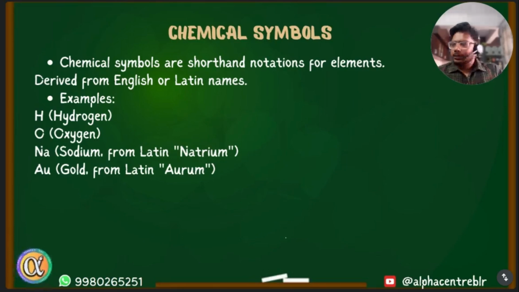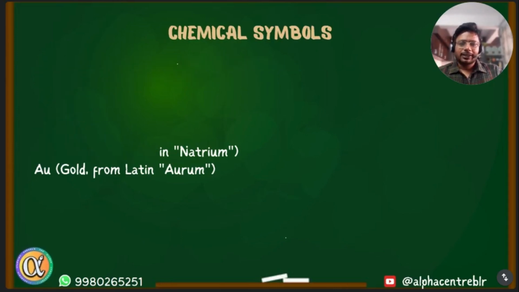What are chemical symbols? Chemical symbols are shorthand notations for elements. These symbols are either derived from the English name or from the Latin name. For example, for hydrogen the symbol is H, oxygen it's O, sodium it's Na, and for gold it is Au. The sodium symbol Na comes from its Latin name, natrium. Same goes for gold. The symbol comes from its Latin name, aurum.